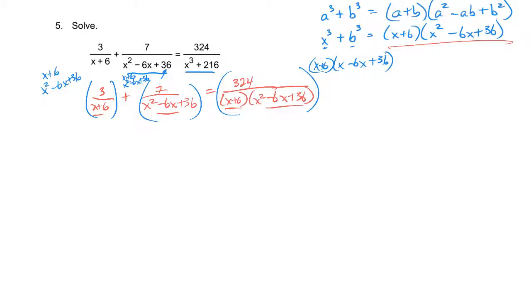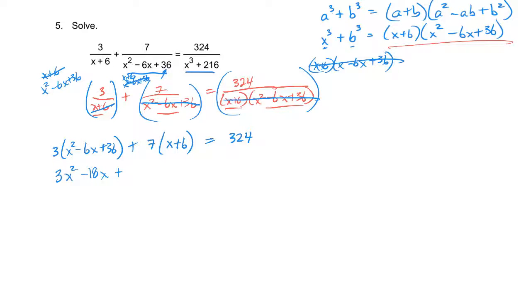So in the first one, the x plus 6 cancels. I'm left with 3 times x squared minus 6x plus 36. With the next one, this part cancels, so I'm left with 7 times x plus 6. And on the right side, all of this cancels, so I'm left with 324. Okay, now let's multiply that through. So 3x squared minus 18x plus 108 plus 7x plus 42 is equal to 324.